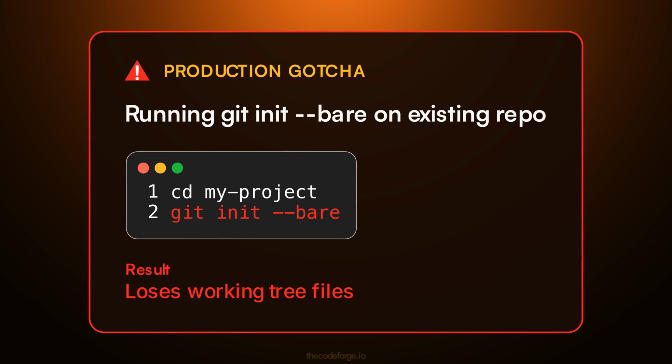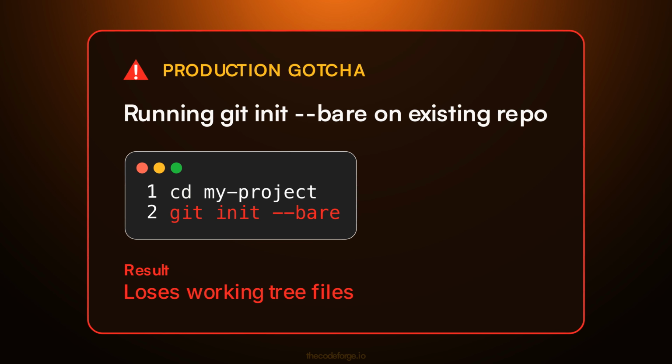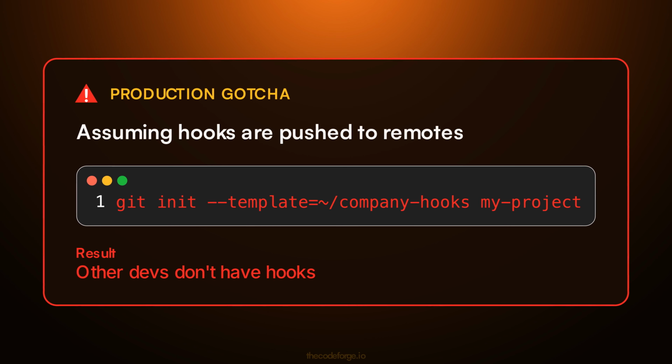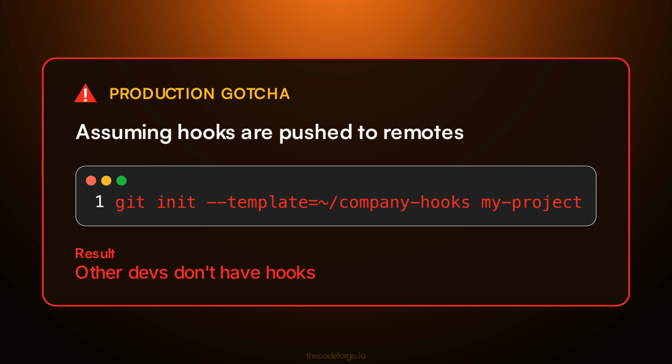Running git init --bare on a non-bare repo with uncommitted changes will lose those files. Always commit or stash first. Hooks from templates are not pushed to remotes. Each developer needs their own template setup.